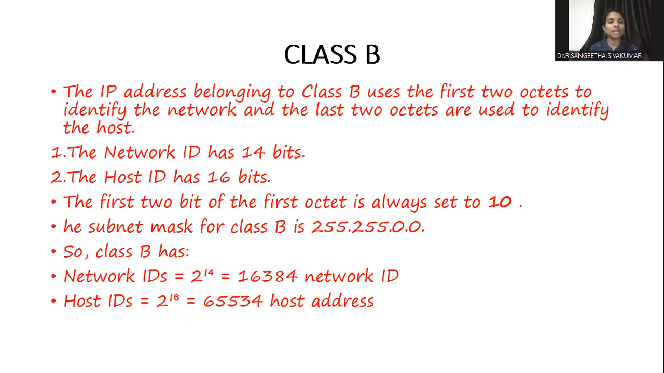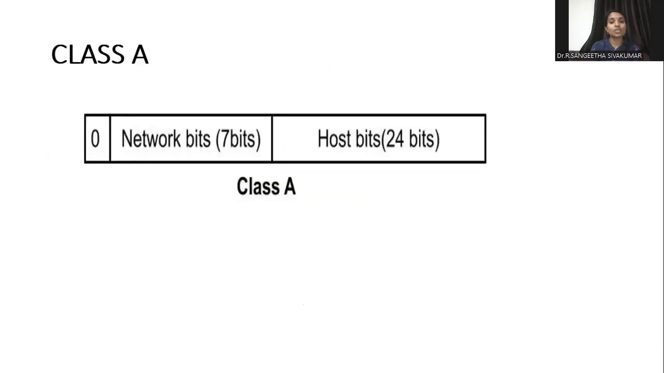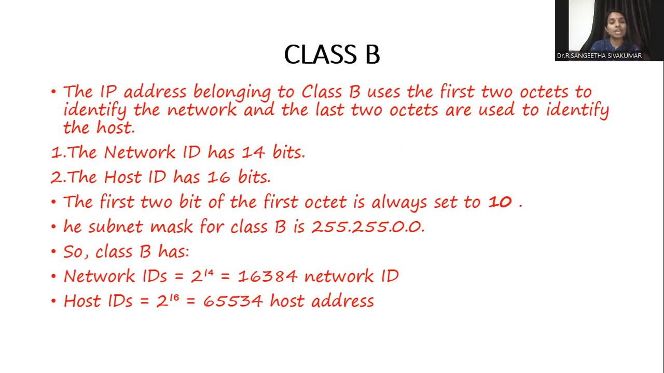Now we have the class B address. If an IP address belongs to class B, then the network ID will have 14 bits and the host ID will have 16 bits. And usually the subnet mask will look like 255.255.0.0. For class A, it is usually 255.0.0.0. But for class B, it is 255.255.0.0.